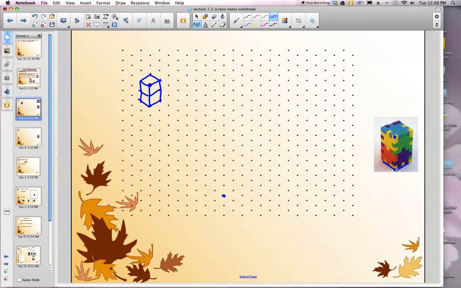Pick a starting point and then go from there. Do not just try and freehand draw it. Some of you who are good artists can do that, but others of you are really going to struggle with that. It's easier to start with a point and go from there, especially while you're just first learning this.